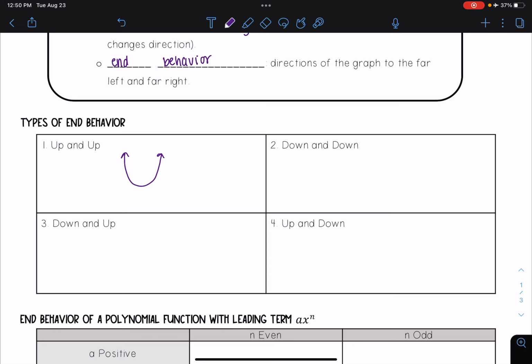Next, we see a down and down. So for instance here, maybe we have a graph that looks like this, and at the far left and far right, it's going down. We have down and up. So that can be an example of down and up. And then we have up and down.